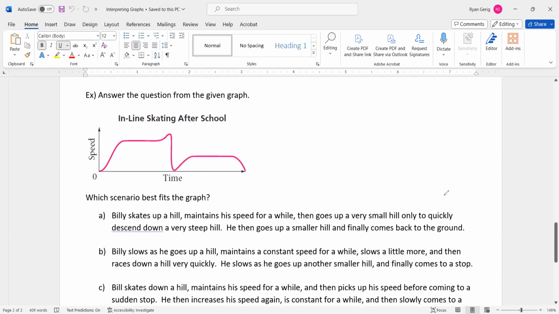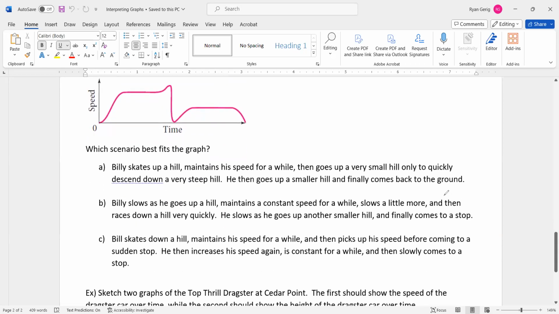Which scenario best fits the graph? A lot of people are going to choose A, because that looks like you're drawing what's happening. Billy skates up a hill. It looks like you're going uphill, maintains his speed for a while, so flat, that makes sense. Goes up a very small hill and then quickly descends down a very steep hill. He goes up a smaller hill and finally comes back to the ground. If this label were distance above the ground, then that would be correct. However, this is not saying that.